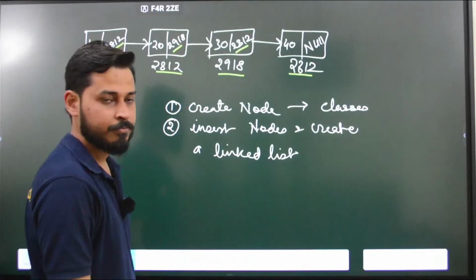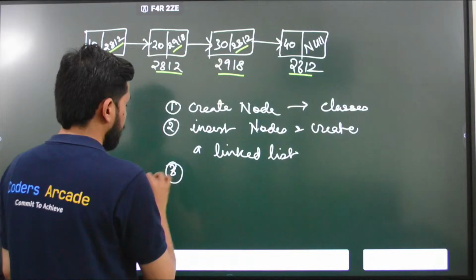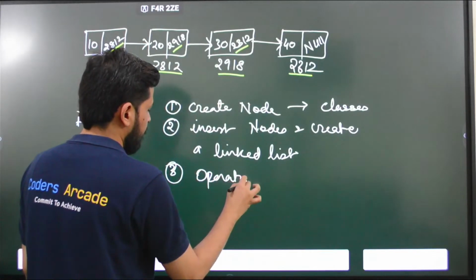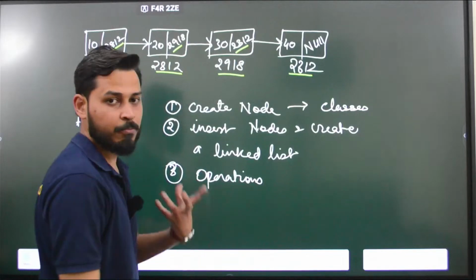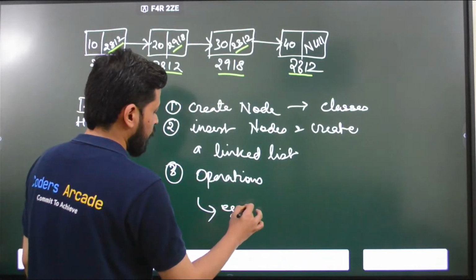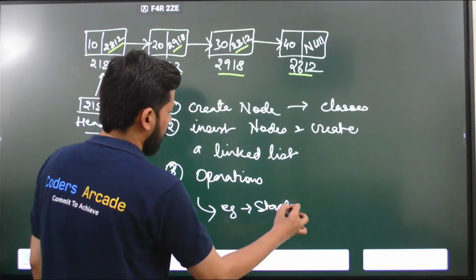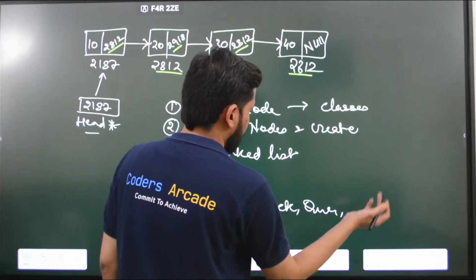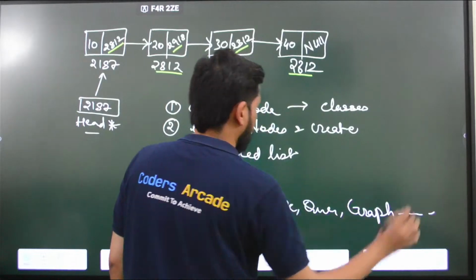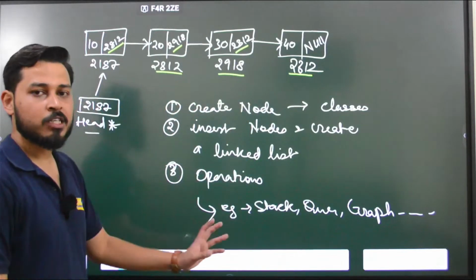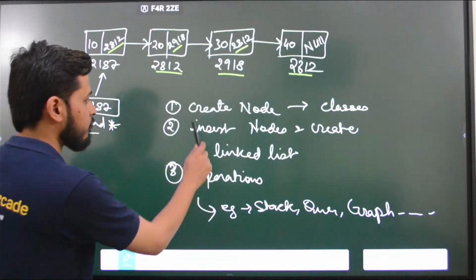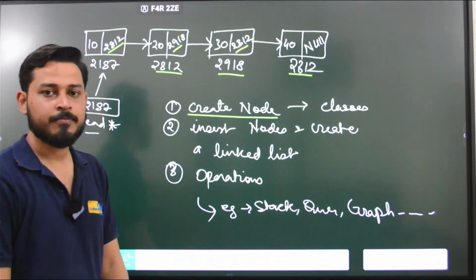Understood? Number 3, now you can perform operations for some particular purpose. Maybe you are creating a stack out of it, or maybe you are creating a queue out of it, or maybe you are using it for graphs, algorithms, etc. These are some of the uses of linked list. So let us talk about the very first one, how to create a node.